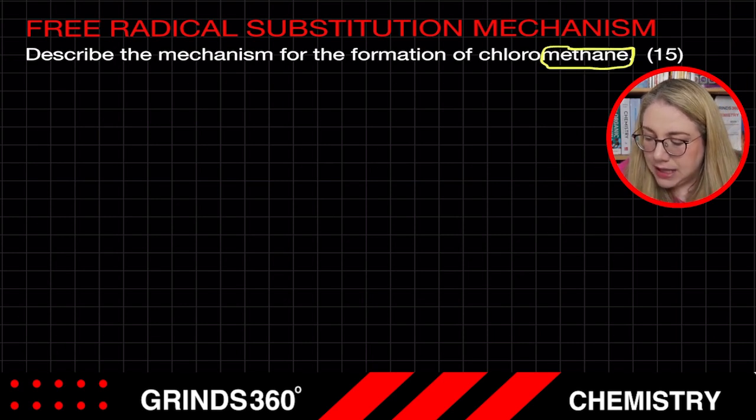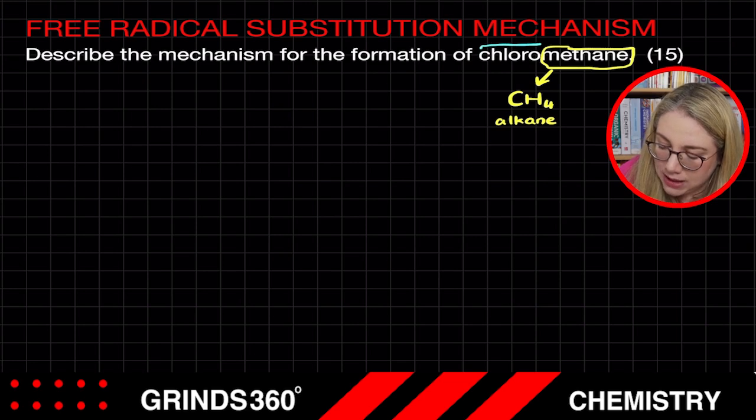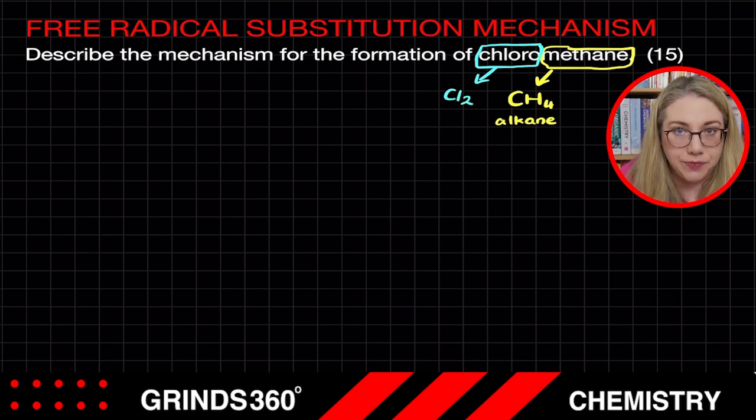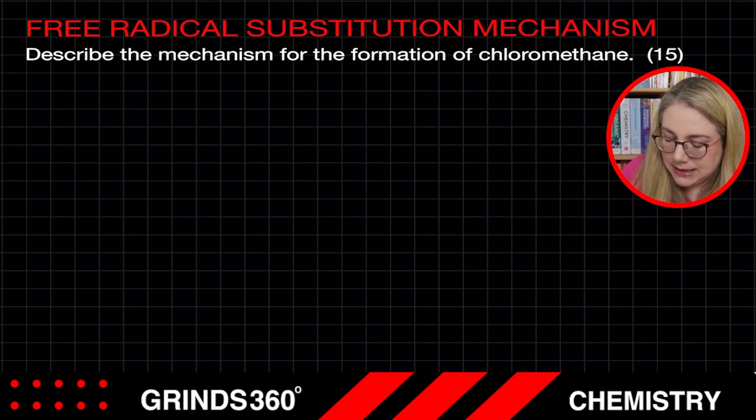So we want to form chloromethane. Now your hint here is the word methane. Methane has the formula CH4. It is an alkane. Now alkanes undergo free radical substitution. So it's a substitution mechanism that we need to show. And when you look at what I'm putting onto the alkane, it's chloromethane, so my other reactant is going to be Cl2. And so we have the halogen molecule reacting with my alkane. Now I'm going to get rid of these two just to give myself as much space as I possibly can when I do this mechanism.